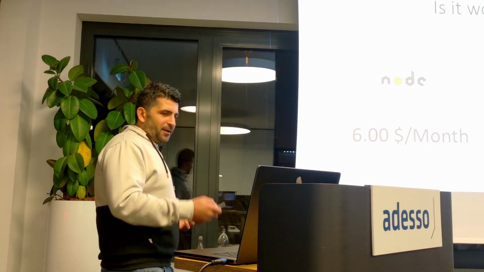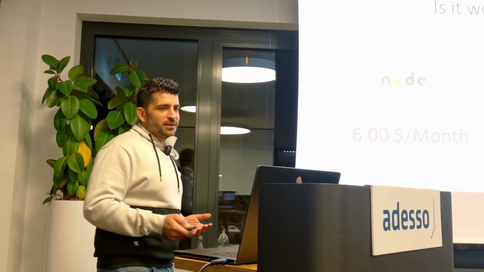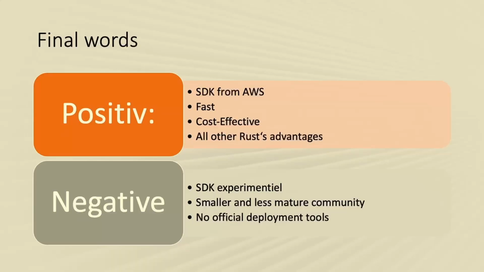So, that comes to the question: what are the final words, what are the positives and negatives of Rust? The first positive thing is that the SDK, not the cargo-lambda, but the SDK itself, is from AWS. So it's not officially supported on Lambda, but the thing you use to create that runtime is from AWS.